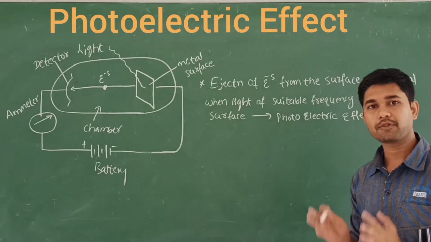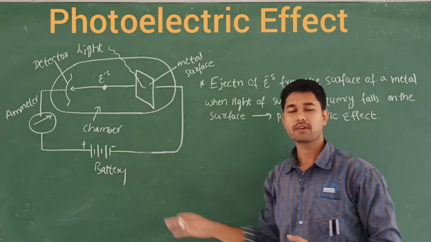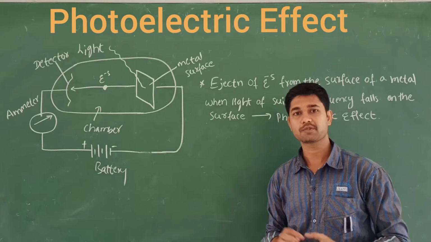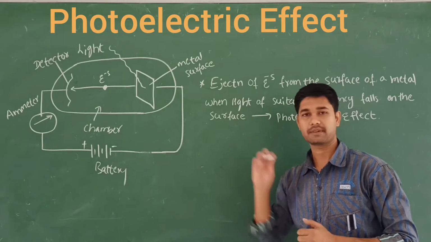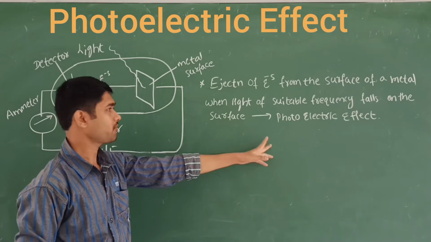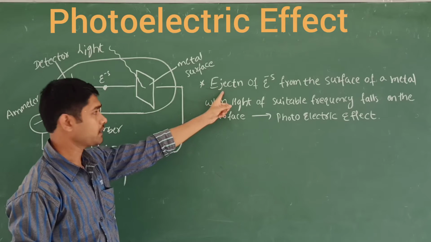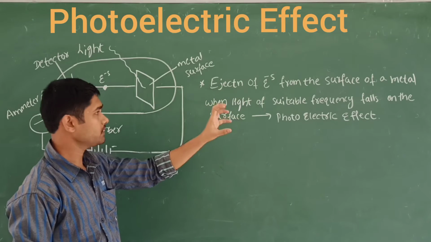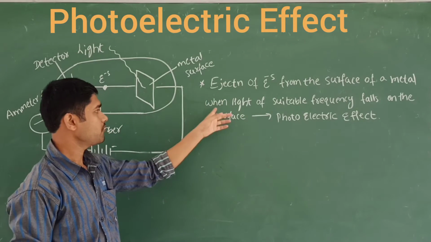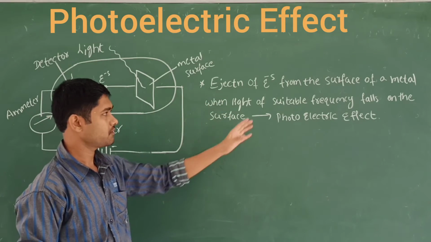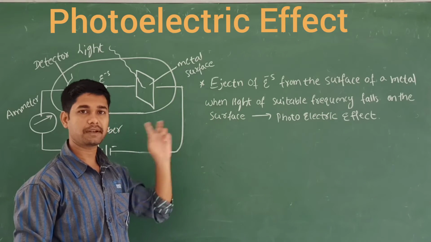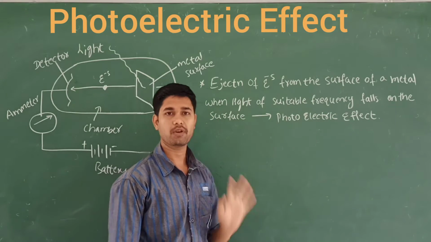Let us discuss the second concept, called the photoelectric effect. What is meant by the photoelectric effect? It is a simple model. Einstein, the scientist who got the Nobel Prize for this, worked on it. Let's see the first simple definition. Whenever electrons are ejected from a metal surface when light of suitable frequency falls on the surface of that metal, we call it the photoelectric effect.